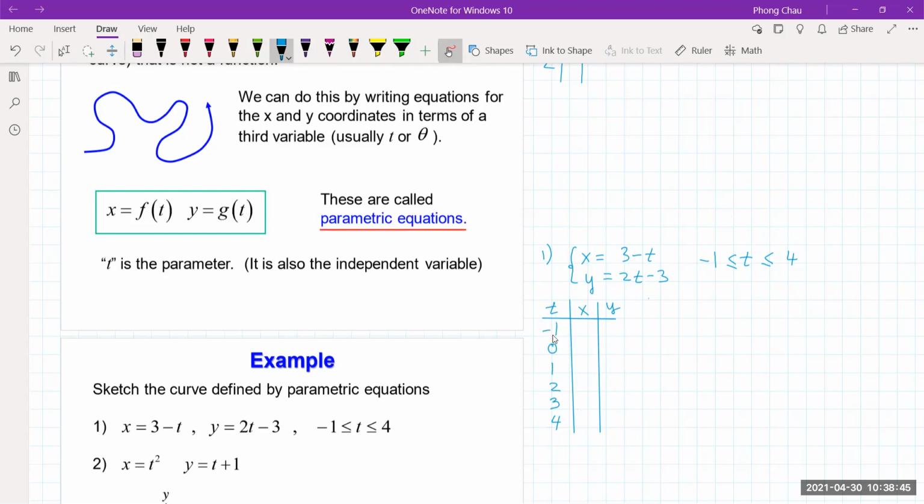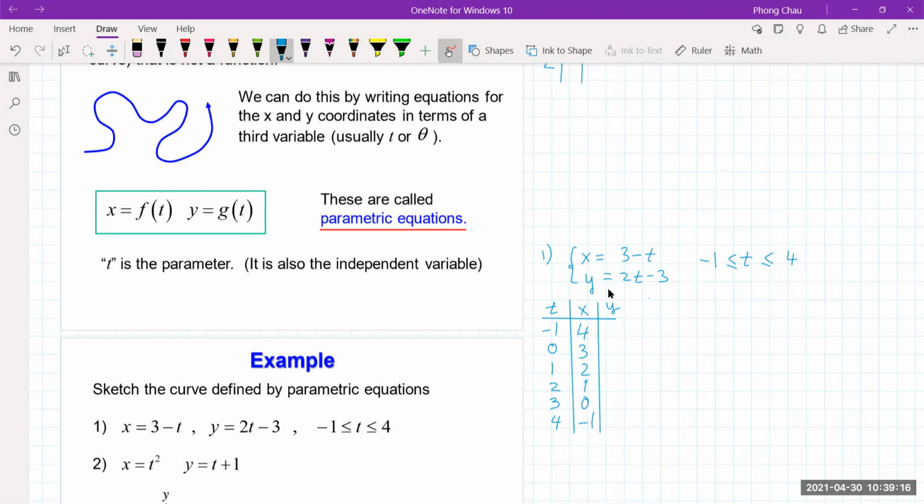Okay, so let's plug in. Again, I plug into where? Here's x, so I plug into this formula first. If t is -1, we have 3 minus -1, that is 4. Plug 0 in, 3 minus 0, I got 3. Plug 1 in, 3 minus 1 is 2. Plug 2 in, 3 minus 2 is 1, and so on.